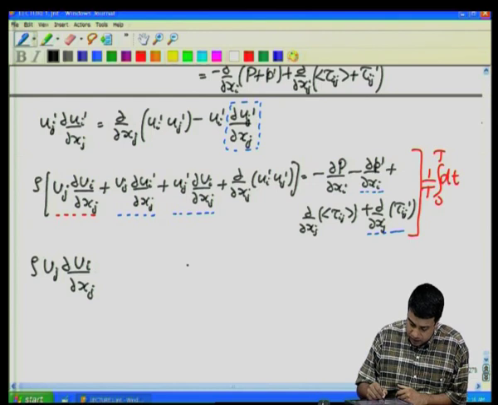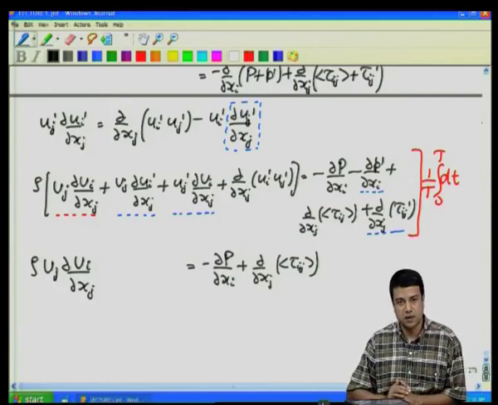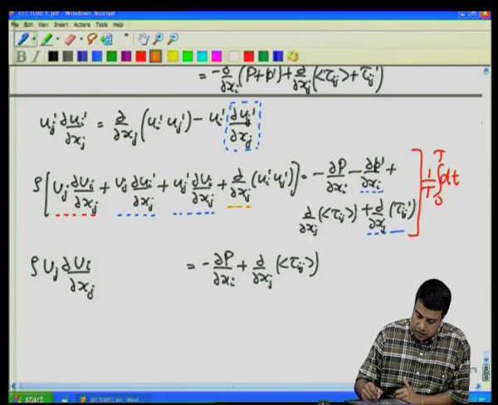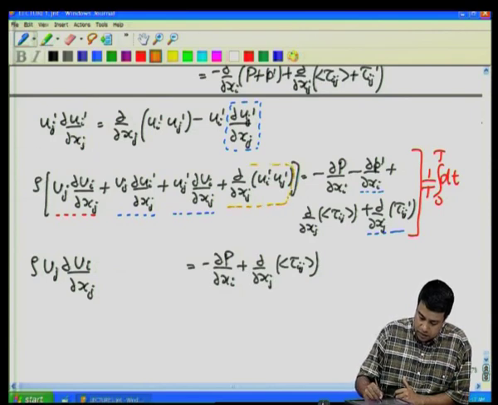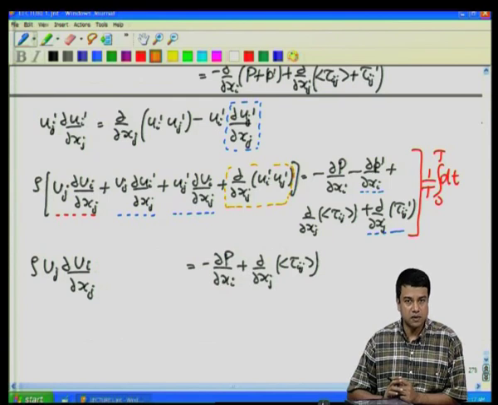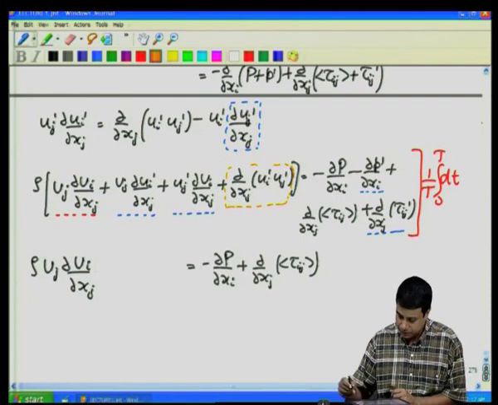And I will get an equation that goes as minus partial p by partial xi plus partial by partial xj of the average value of the shear stress. What about this term here? When I integrate this over time and divide by capital T, this term is the product of ui prime times uj prime. This does not in general average out to 0. The reason is as follows.